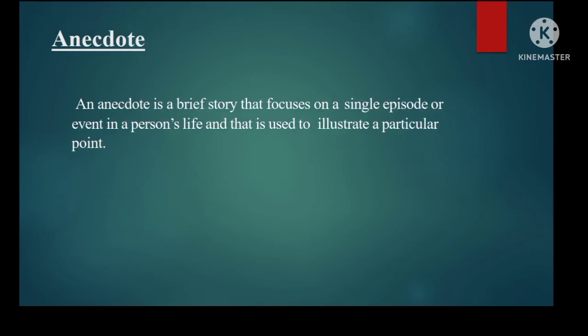Anecdote. An anecdote is a brief story that focuses on a single episode or event in a person's life that is used to illustrate a particular point. An anecdote can be taken from any incident in your life. For example, if I say that I worked hard and it paid off, any incident or chapter from a person's life can be taken as an example, so that it may be used as an anecdote.